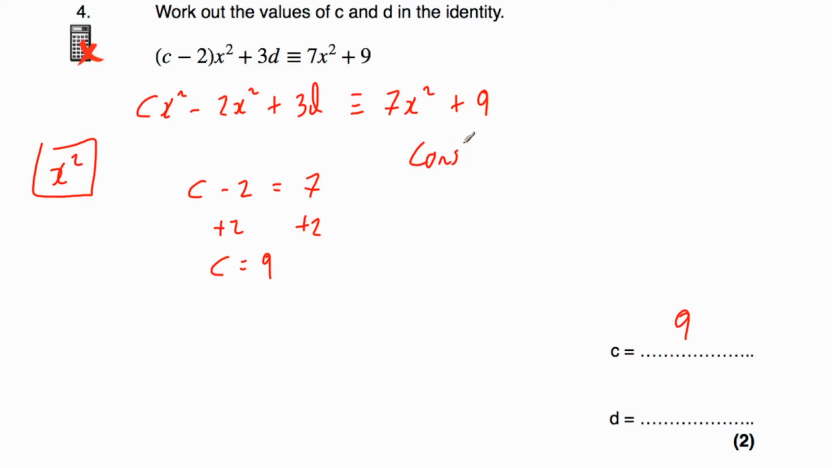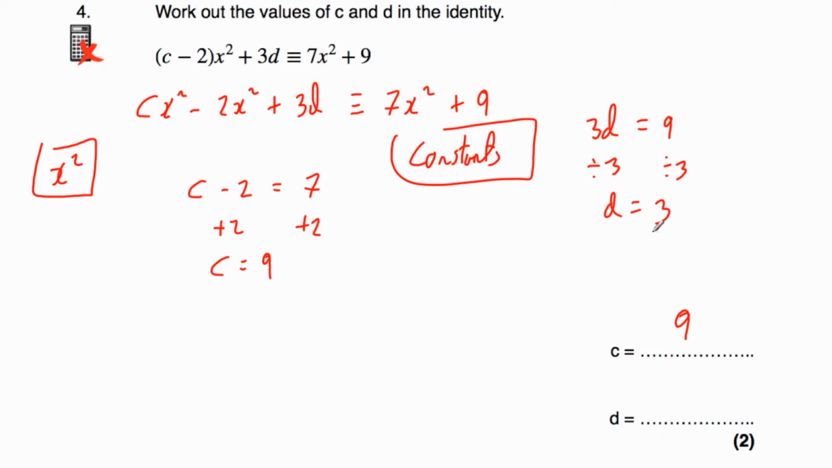So our constants on the left hand side would be 3d, so we've got 3d, and then our constants on the right hand side would be 9, so 3d equals 9, and divide by 3 and divide by 3, and we get that d is equal to 3. So that means that c is equal to 9 and d is equal to 3, and that's it.